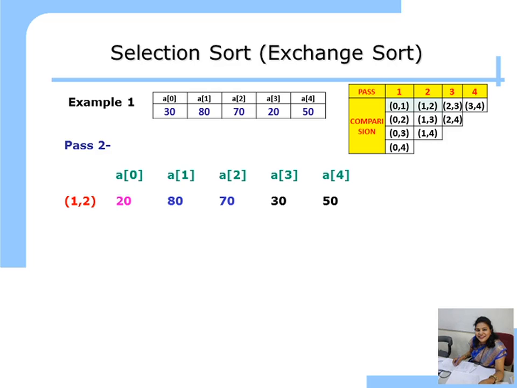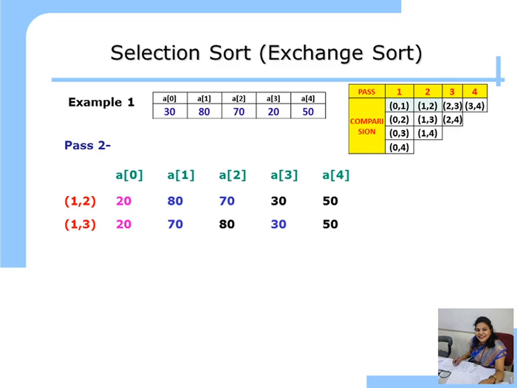The first comparison of the second pass is between the first location and the second location. What is present at the first location? It is 80. What is present at the second location? It is 70. Is the first greater than the second? Is 80 greater than 70? Yes. So it will be swapped. So 80 comes at the 70's position and 70 comes at the 80's position. So the output will be 20, 70, 80, 30, 50.